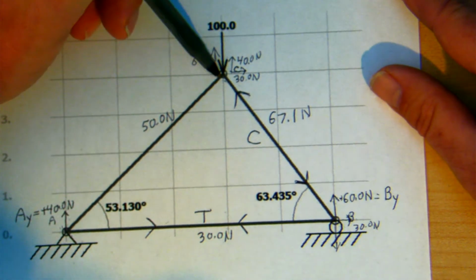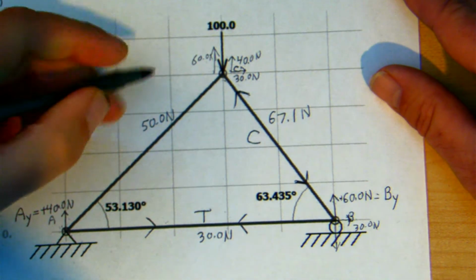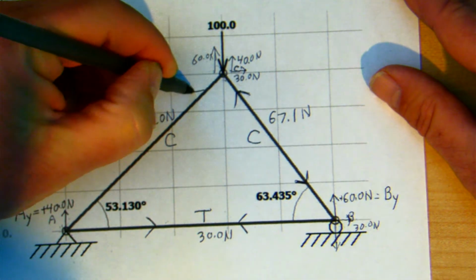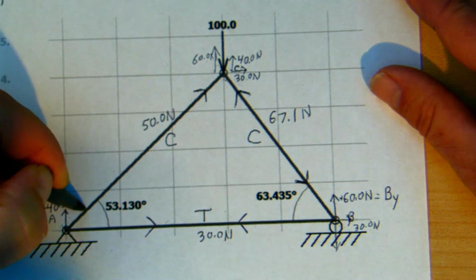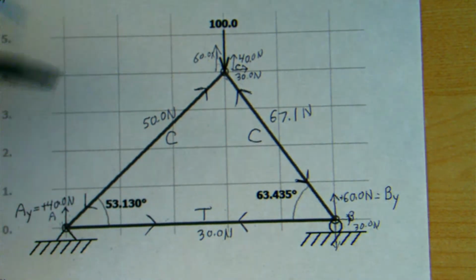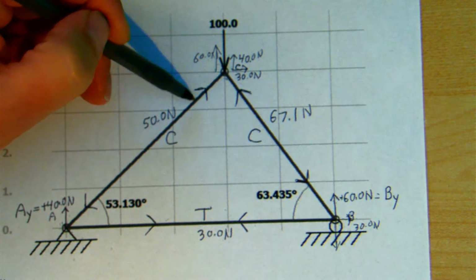And since it's pushing things apart, it is under compression. And if you want to try adding arrows, these arrows are showing member AC is pushing A down and to the left. It's pushing C up and to the right.